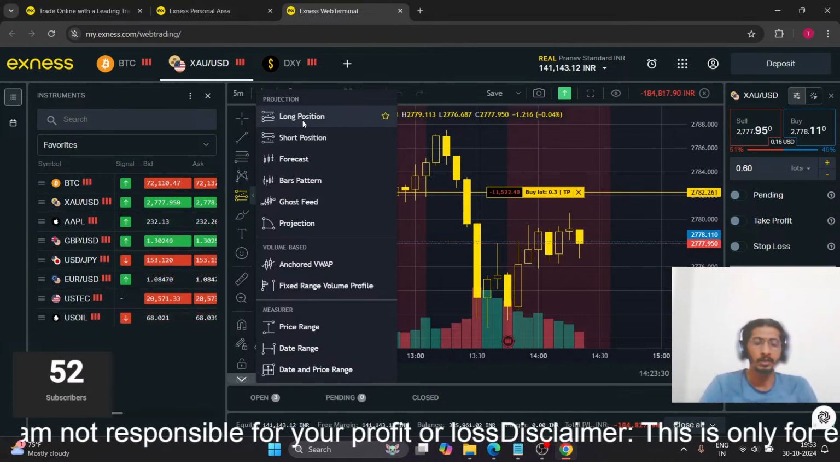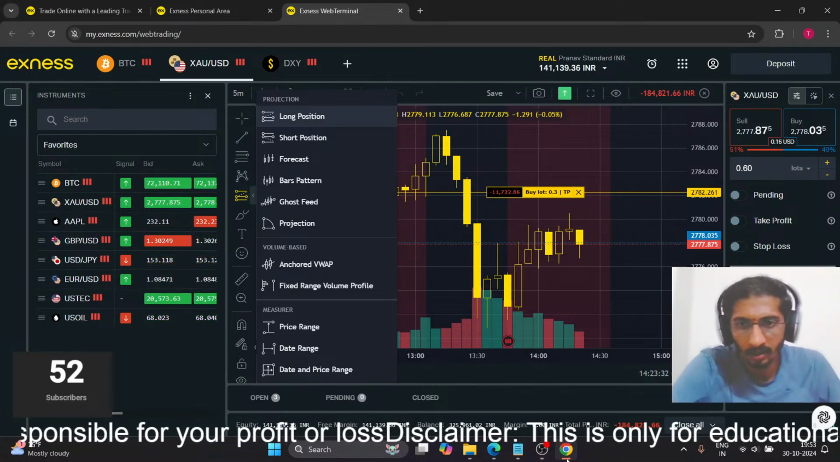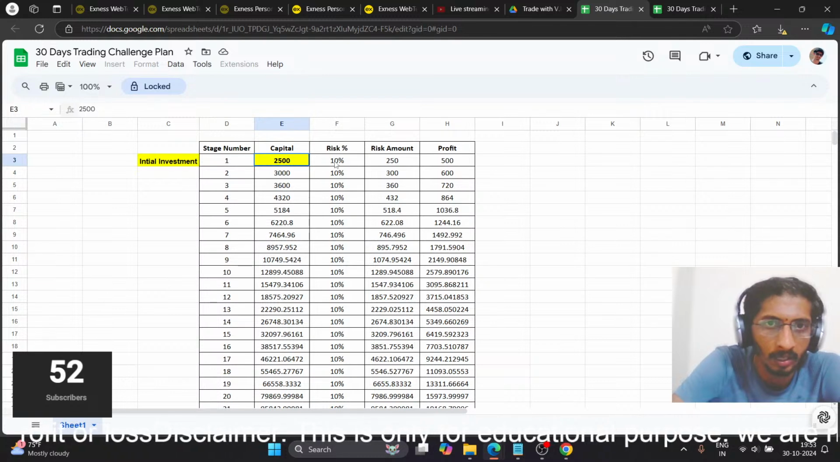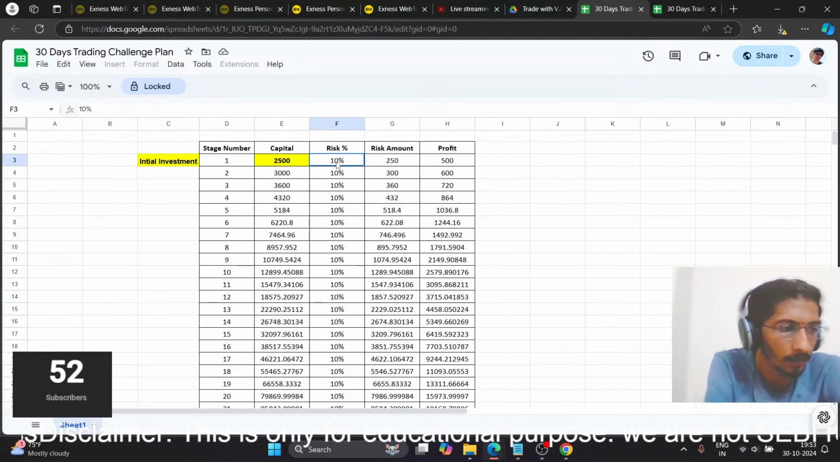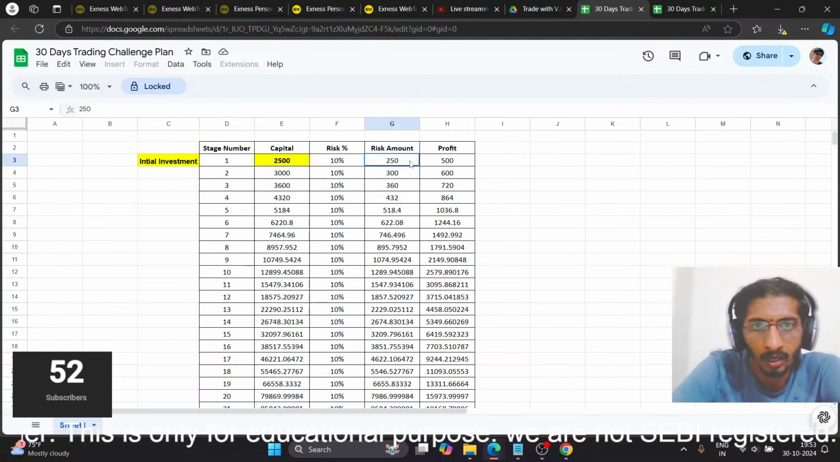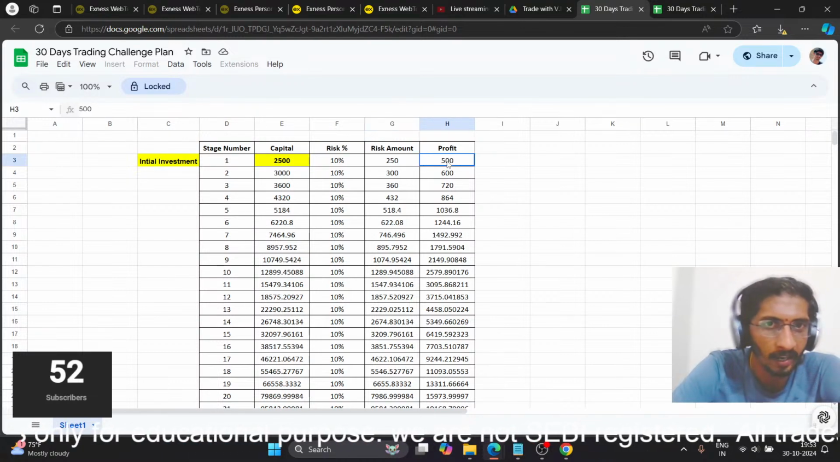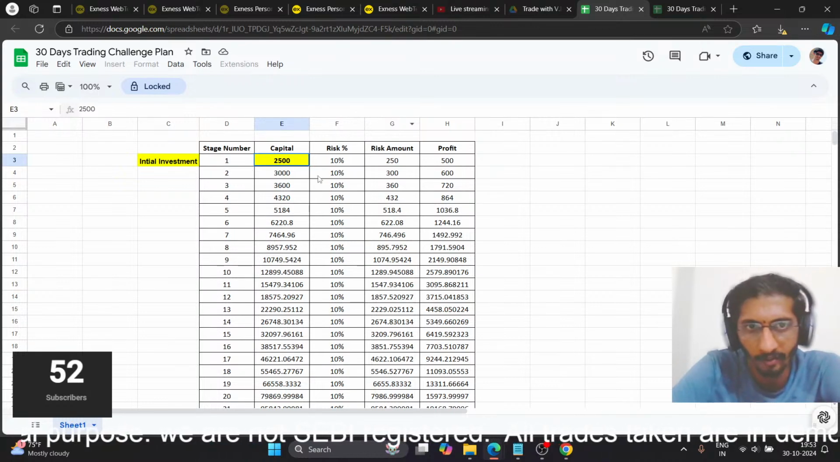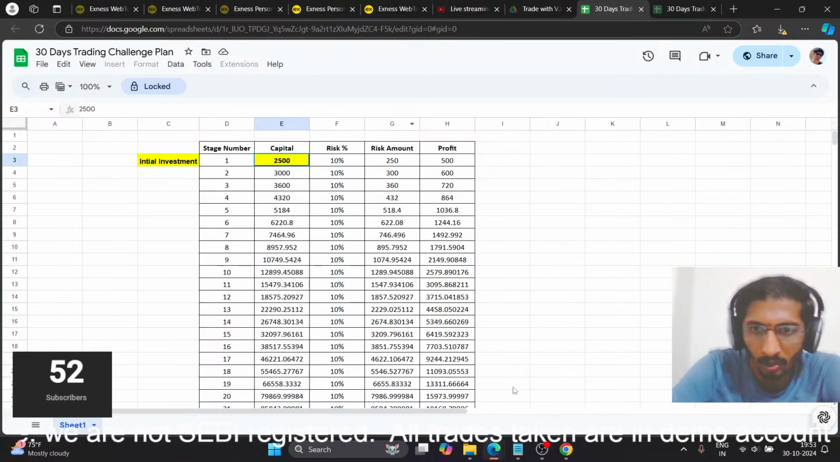When I was talking about 10% risk and 20% profit in this sheet, your capital will be 2,500 rupees. You will be risking 10% of the amount, so the risk amount will be 250 rupees and the profit 500 rupees. You will actually be purchasing the gold for the entire 2,500 rupees. That's why I kept this minimum amount.